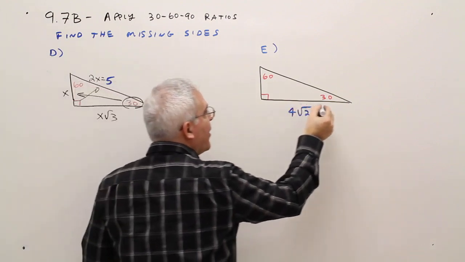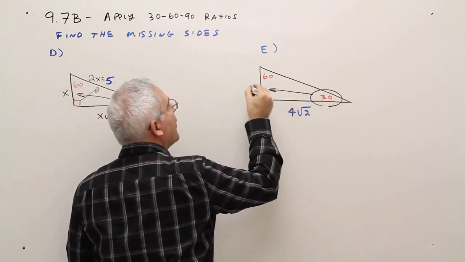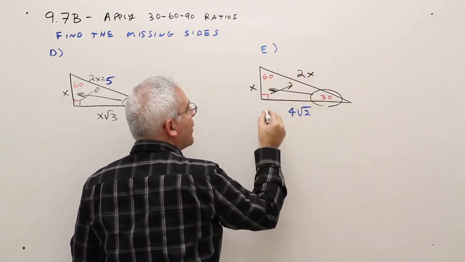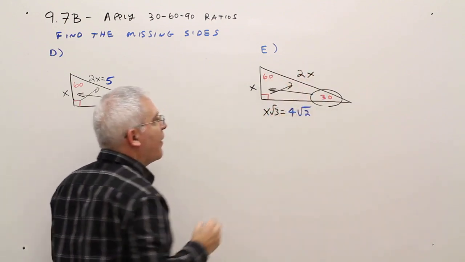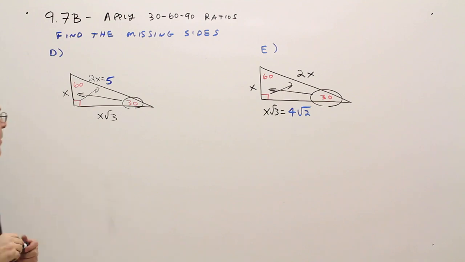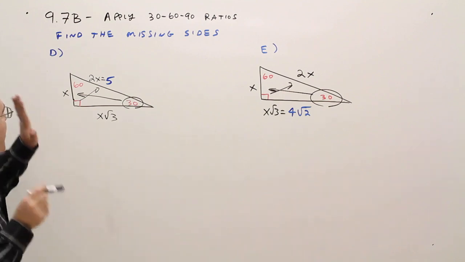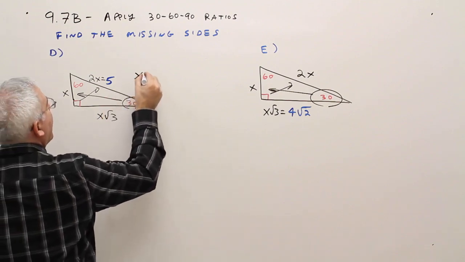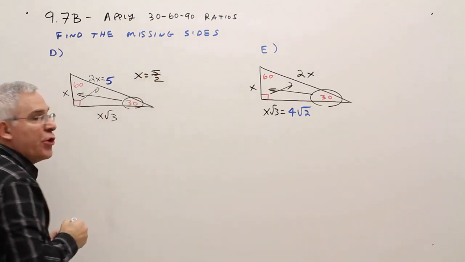I'll just do the same over here. Opposite 30, you'll be x. Opposite 90, you'll be 2x. And then the last one is x radical 3. Okay, so we always have one equation, so 2x equals 5. So x will be 5 over 2.